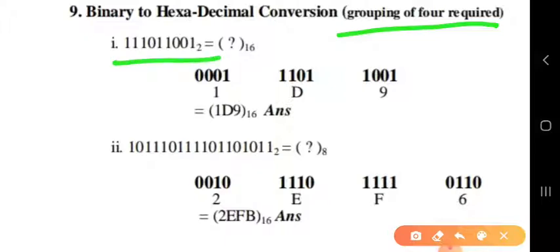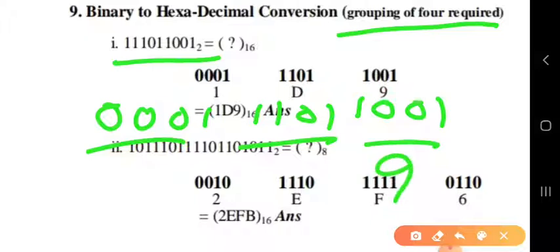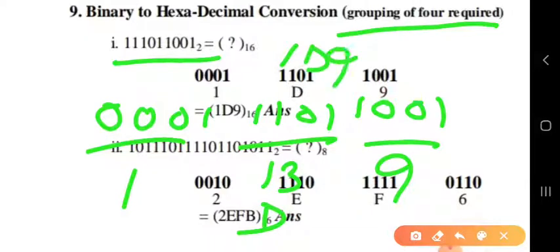Here also you have to follow the same rule. From the right side you write 1 0 0 1, 1 1 0 1, and only 1 is left. To make the group of 4, you have to add 3 zeros and make the grouping. Now see, this is 9, this one is 13, which is the symbol of D, and the last one is 1. So the answer will be 1D9. This is the answer.